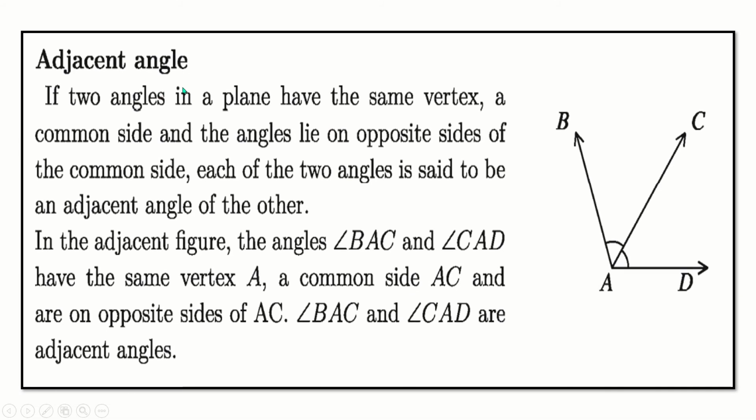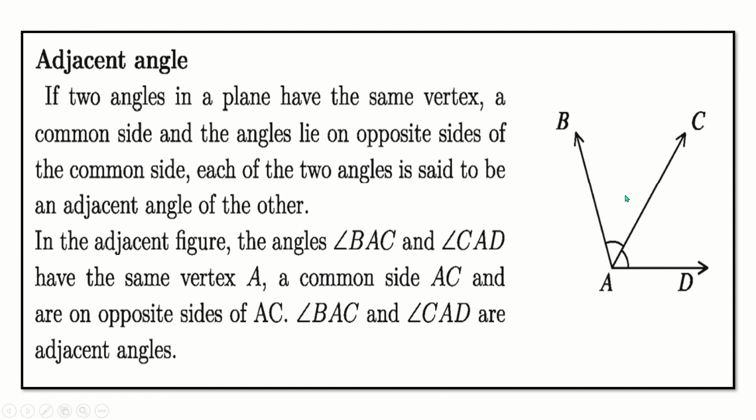Adjacent angle. If two angles in a plane have the same vertex, here A, and a common side, and the angles lie on opposite sides of the common side, that means this angle and this angle are on opposite sides of the common side AC, with the common vertex A, each of the two angles is said to be an adjacent angle of the other.